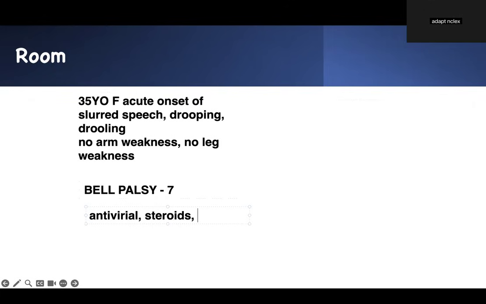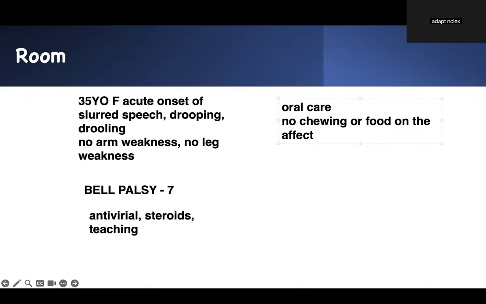What do I got to do? Teach them certain things so that they don't cause problems. So teaching will become my priority. What kind of teaching are you going to provide? Oral care, because of the drooling. No chewing or no food on the affected side, so put it on the other side. Take your medication. And then what? This is going to take about 6 months. Your face is going to take that long.